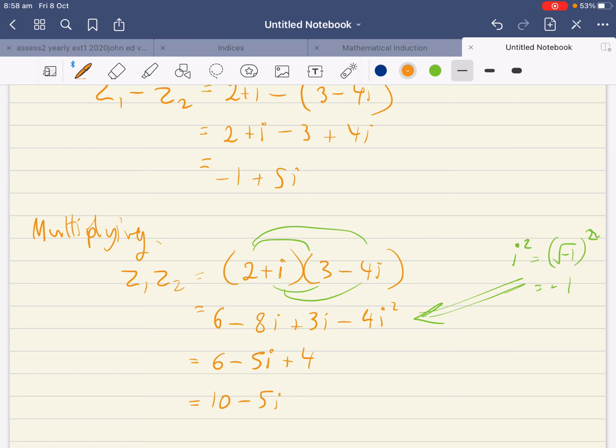So, that's how you multiply. So when multiplying, just be aware that it's pretty common to end up with an i squared at some point. i squared ends up becoming a minus 1.